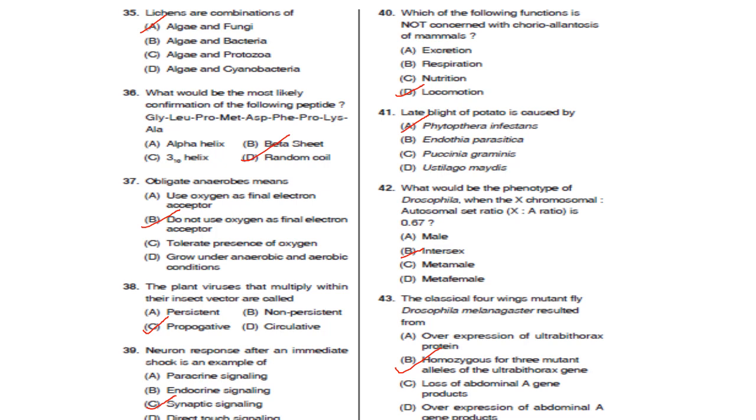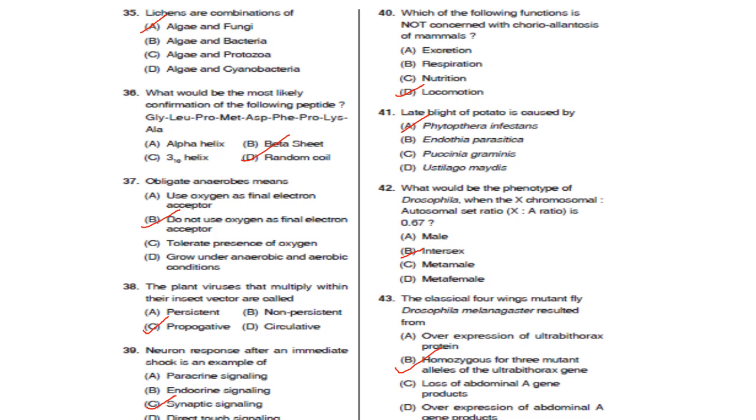Then which of the following functions is not concerned with chorioallantois of mammals? Chorioallantois is the placenta in mammals. And it is not concerned with locomotion. It is concerned with respiration, excretion, nutrition, but not with locomotion. Then late blight of potato is caused by Phytophthora infestans. Answer is option A.